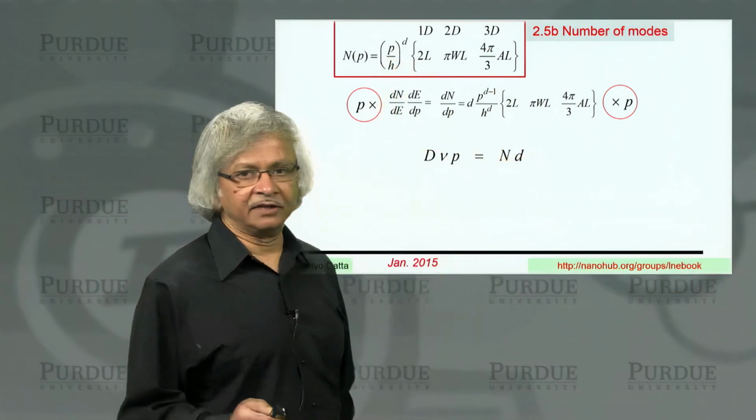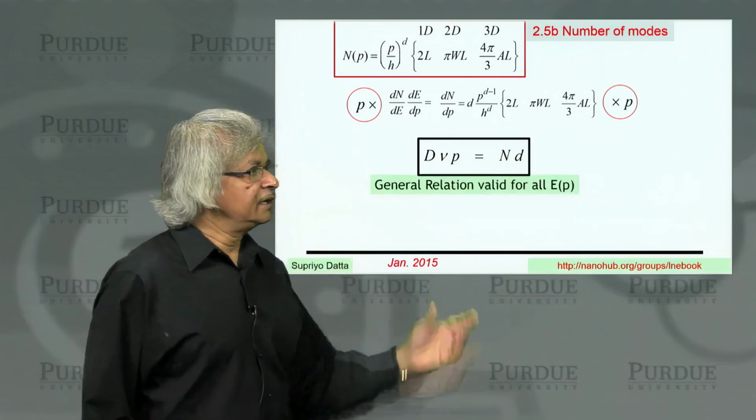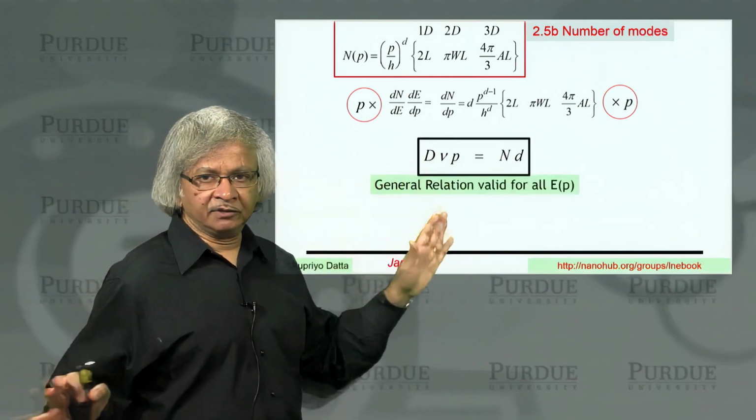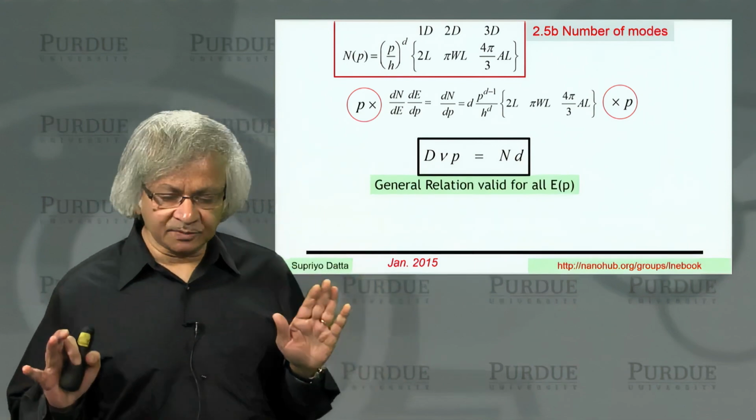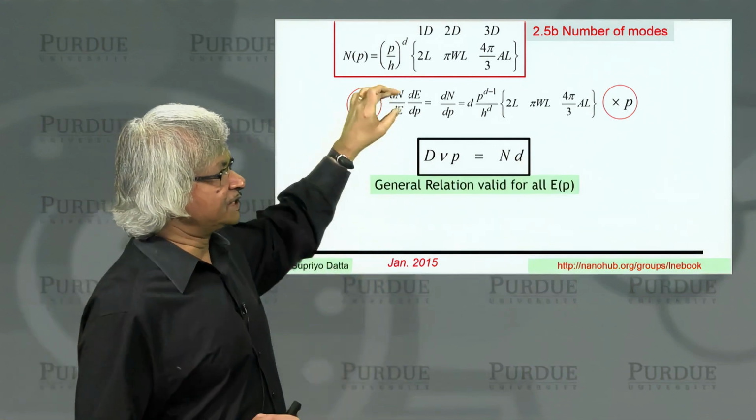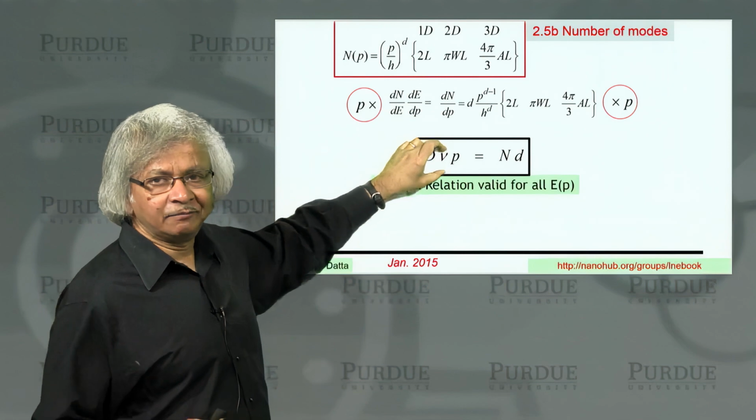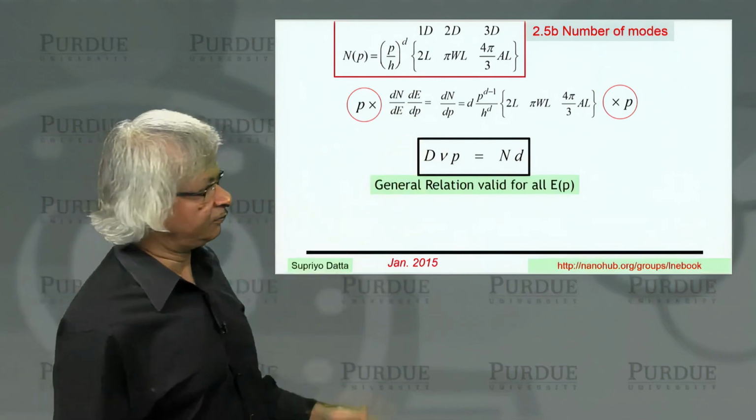So this is the basic relation that I was talking about. It's independent of energy momentum relation. We have made no use of the specific relation at all. We have said dE/dp is velocity, but we didn't assume any particular form for it.